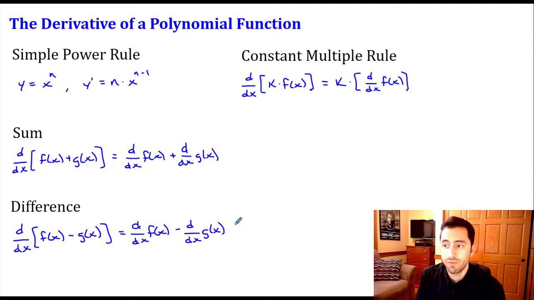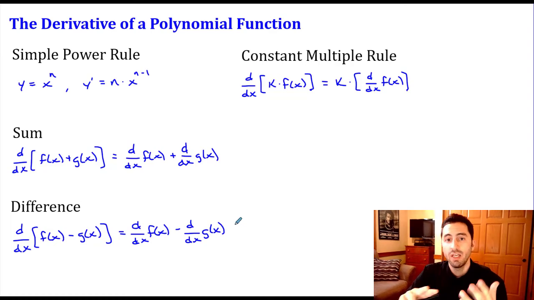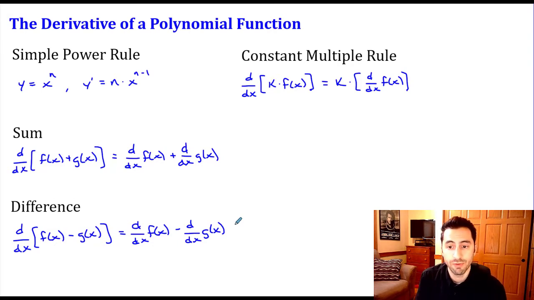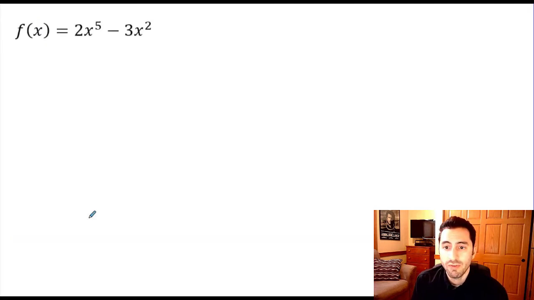So with a combination of these four rules, we have one that takes care of our exponents, we have one that takes care of the coefficients, and then we have two that take care of our adding or subtracting of the terms. Combining all these together, we can easily find the derivative of a polynomial function. So let's take a look at an example. So here I have a function f of x is equal to 2x to the fifth minus 3x squared. And I want to find f prime of x. I want to find the derivative of this function.